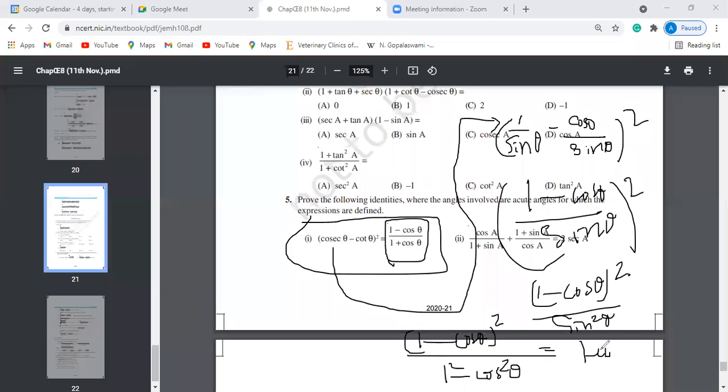Further, in the next step, you can write it in a plus b into a minus b form: 1 plus cos theta into 1 minus cos theta, correct? So 1 minus cos theta in the numerator and denominator gets cancelled, and the remaining is 1 minus cos theta divided by 1 plus cos theta. Do you understand this problem? Look at the steps properly and let me know whether you have understood it or not.